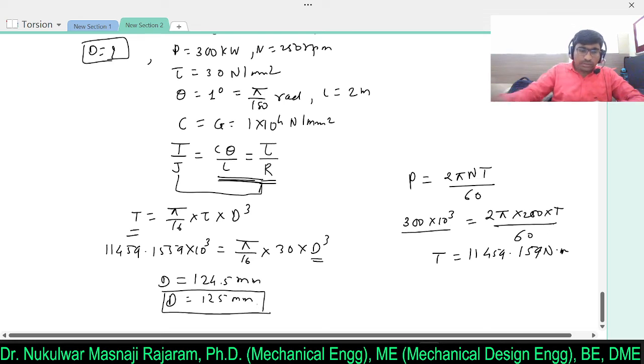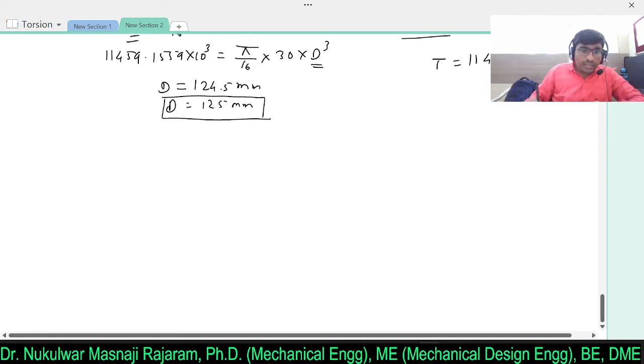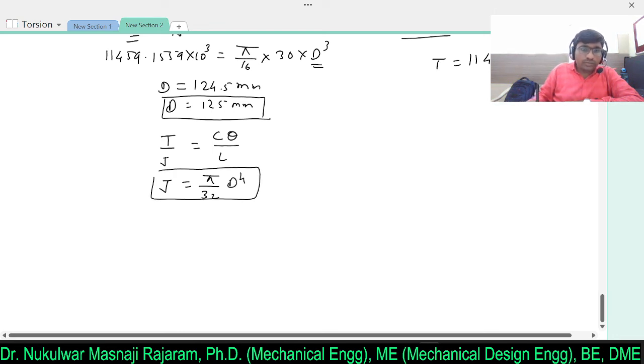Okay, so from this we have evaluated the diameter. Clear? Now again we can evaluate based on angle of twist also. So that is T by J equal to C theta divided by L. Now the value of J is nothing but pi by 32 d raised to 4. Clear? So this we have seen earlier. This is the polar moment of inertia along the ZZ direction, or the polar moment of inertia along the perpendicular direction. Clear?